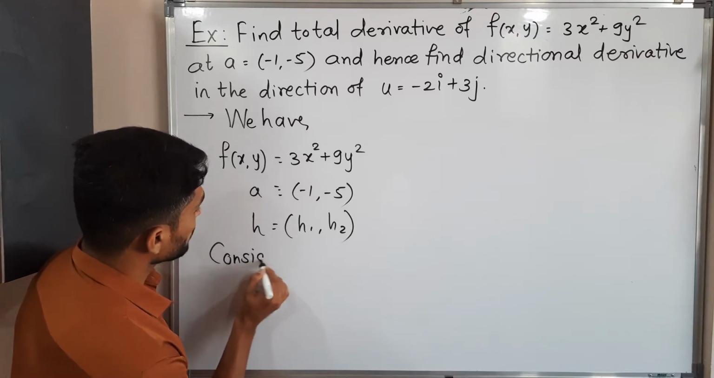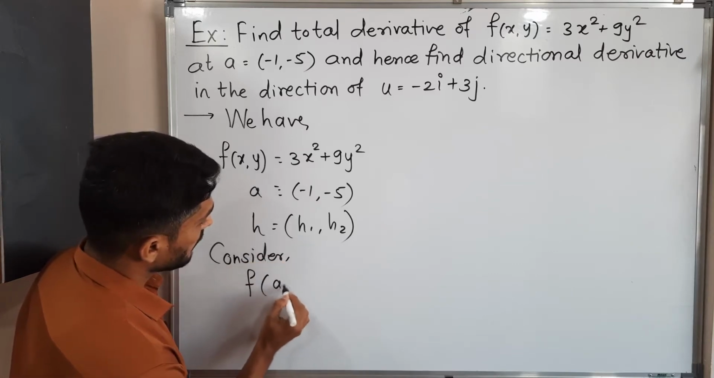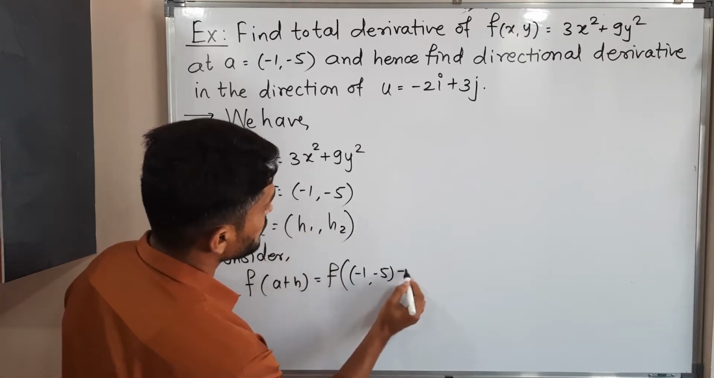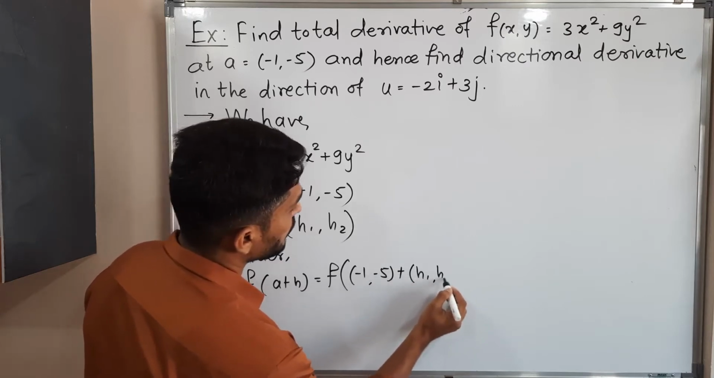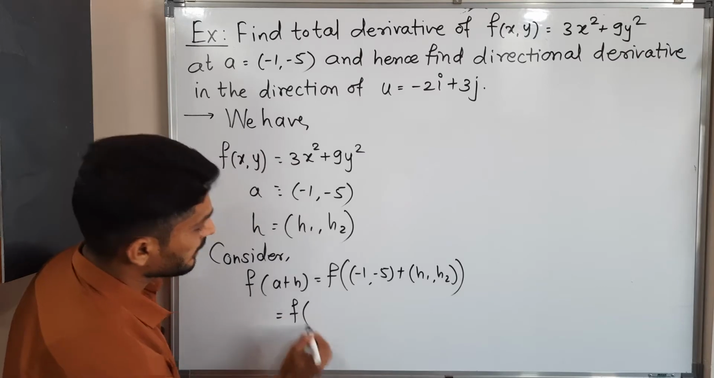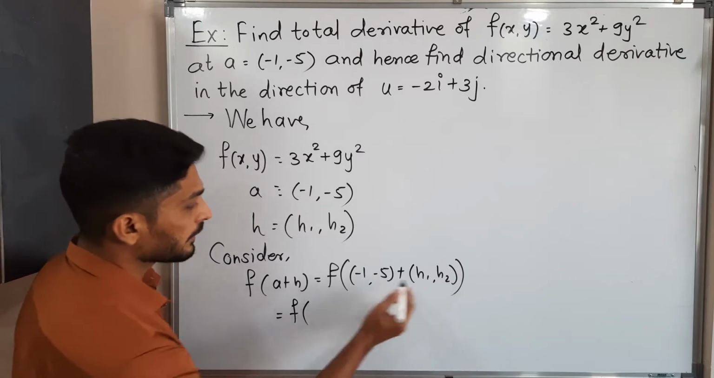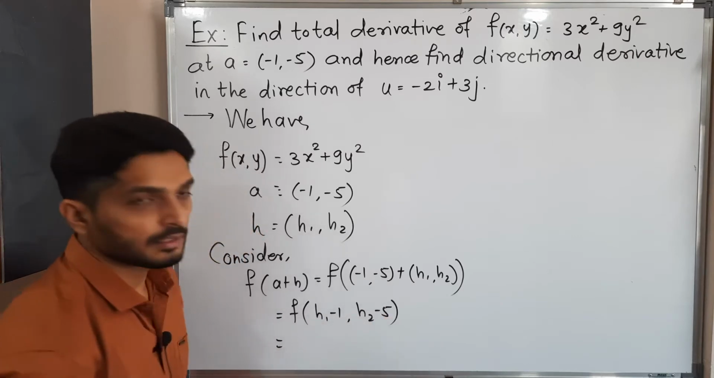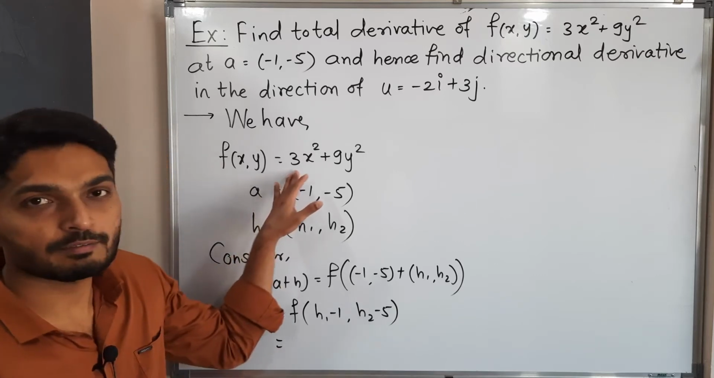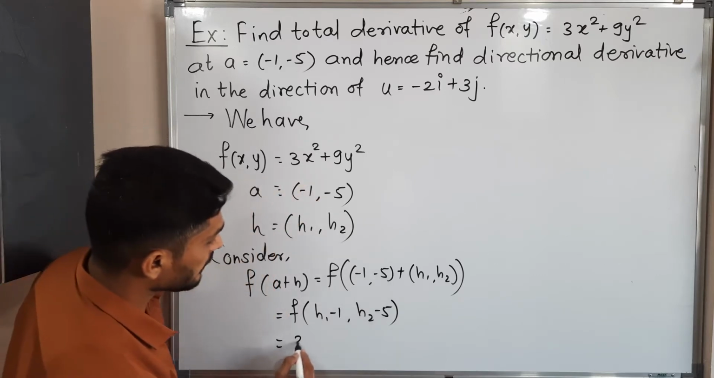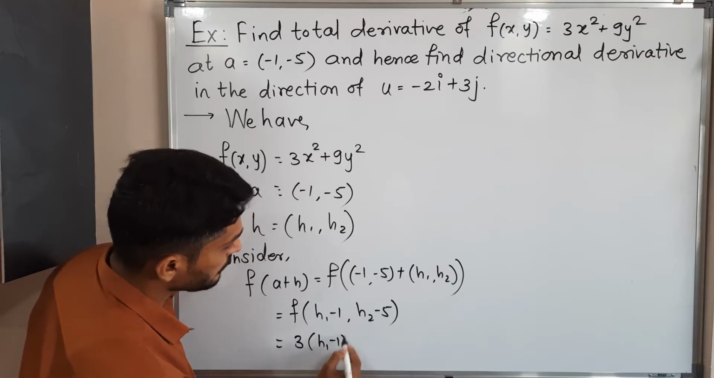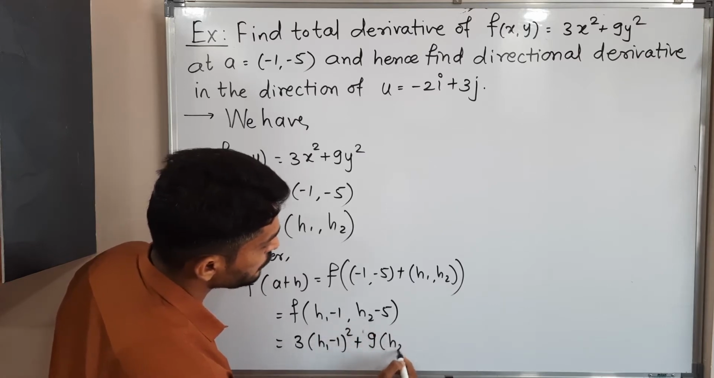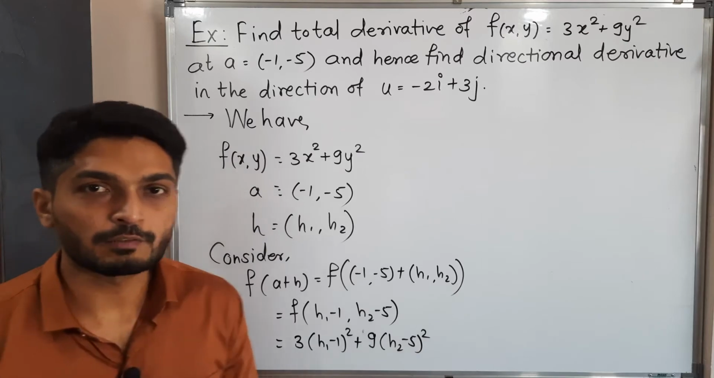Consider I am going to calculate f of a plus h. That means f of a, where point a is (-1, -5), plus h, which is (h1, h2). Let us add. You know that we need to add component wise. So we get h1 - 1 and h2 - 5. Let us use the definition of f. The definition of f says 3x square, x means first component, square, plus 9y square, that means (h2 - 5) square. So the first value we calculated here.